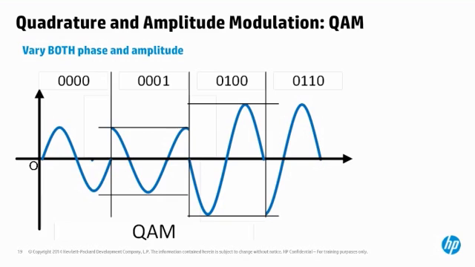Now imagine using 4 phase shifts with 16 different amplitude levels. That's called 16 QAM, or even 64 QAM. This is what 802.11n uses to get its highest data rates. 802.11ac expands this even further by using up to 256 QAM.